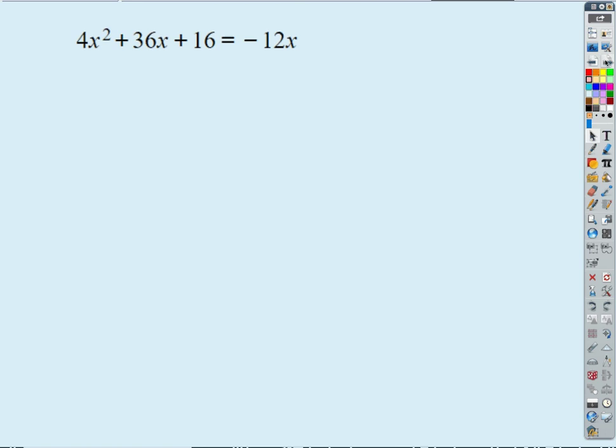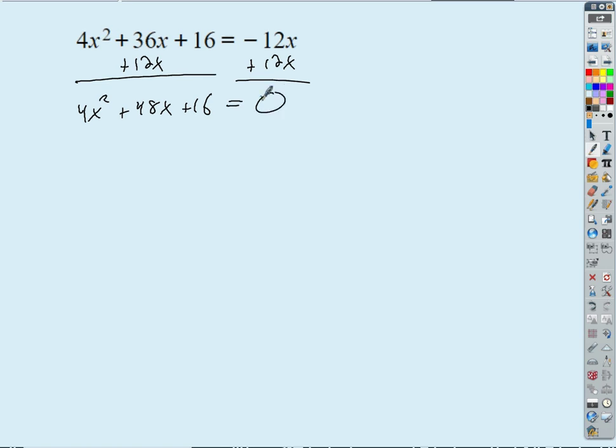Let's do one of these just together, and then you guys can work. Okay, this is virtually the same problem. But I won't make you go to the boards. It takes too long. We'll get you going. So what do I do here then? Add 12x, because I got to get it in standard form, right? So that gives me 4x squared plus 48x plus 16 equals 0. Now what? Divide by 4. Yep, let's divide both sides through by 4.